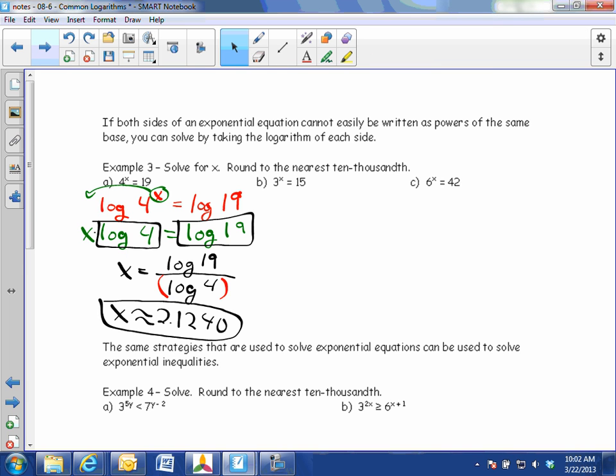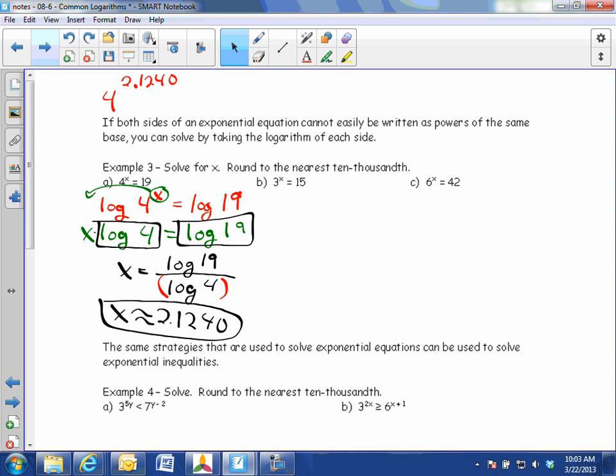Okay, this tells me if you want to check your answer, we can go back up here and figure out what is 4 to the 2.1240. Since we've rounded, it's not going to give you exactly 19, but it's going to get really awfully close. So let's try that. 19.00095466. So it gets really, really close.